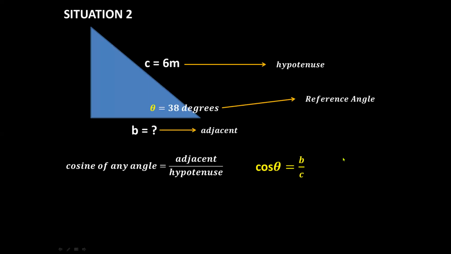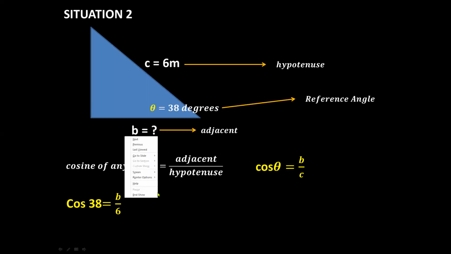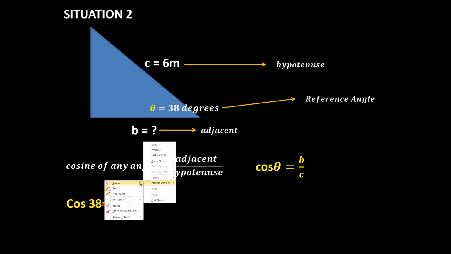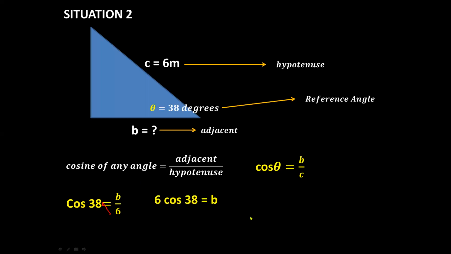Direct substitution. The cosine of 38 degrees is equal to B over 6. And then by cross multiplying 6 to the left-hand side of the equation, our equation magiging 6 cosine 38 is equal to B, or 6 times cosine of 38 is equal to the value of side B in meters. Finally, ang value ng ating B is equal to 5.73 meters using our scientific calculator. Now, let us proceed to another situation after situation number 2.